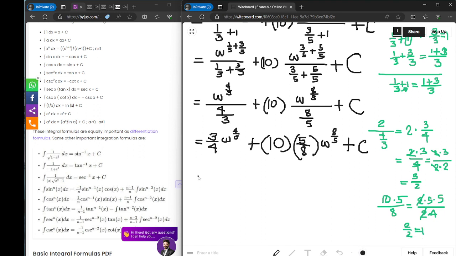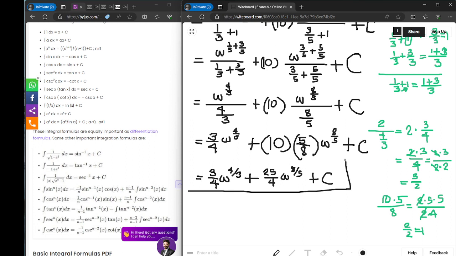So the result would be 3 over 4 times W raised to 4 over 3 plus, so we have what happened? 5 times 5, so that's 25 over 4 W raised to power 8 over 5 plus C. I believe this would be the final answer.